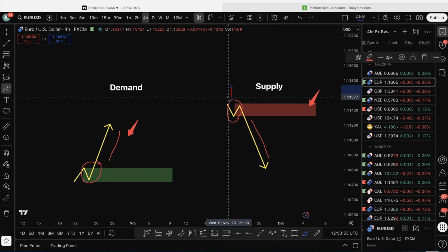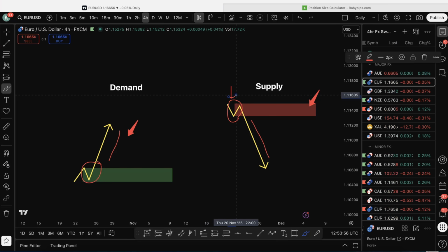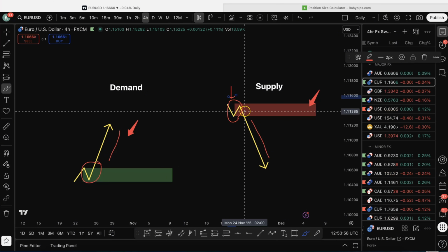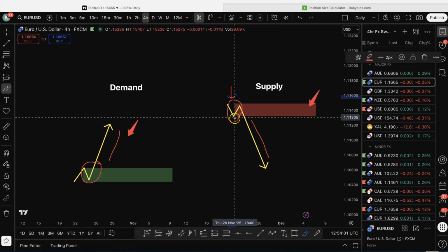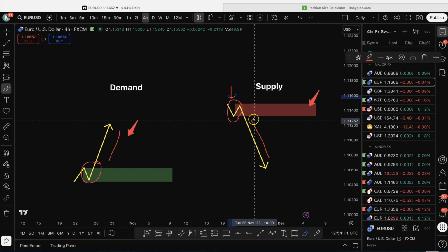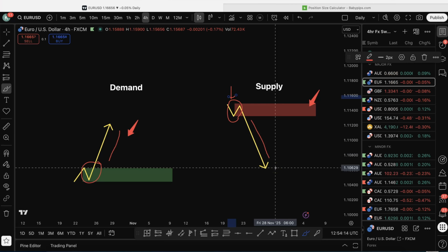In the opposite case, the supply example, the consolidation before a strong downward move signals that new supply has entered the market. Demand decreased at the same time. More assets become available for sale and available to trade. And therefore, with excessive supply and lower demand, price pushes downward. So these zones mark points where significant buying or selling interest previously entered the market.